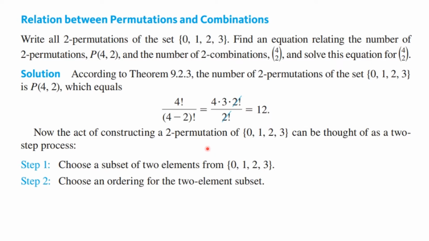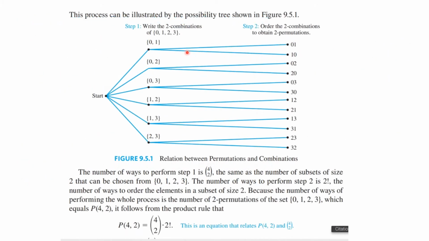Now, constructing a 2-permutation can be thought of as a 2-step process. We choose the 2 elements and then we choose an ordering for them. That process can be thought about as a tree. If we go through this tree here, we write the 2-combination, and then we obtain the ordering, and these are what we get for our results.